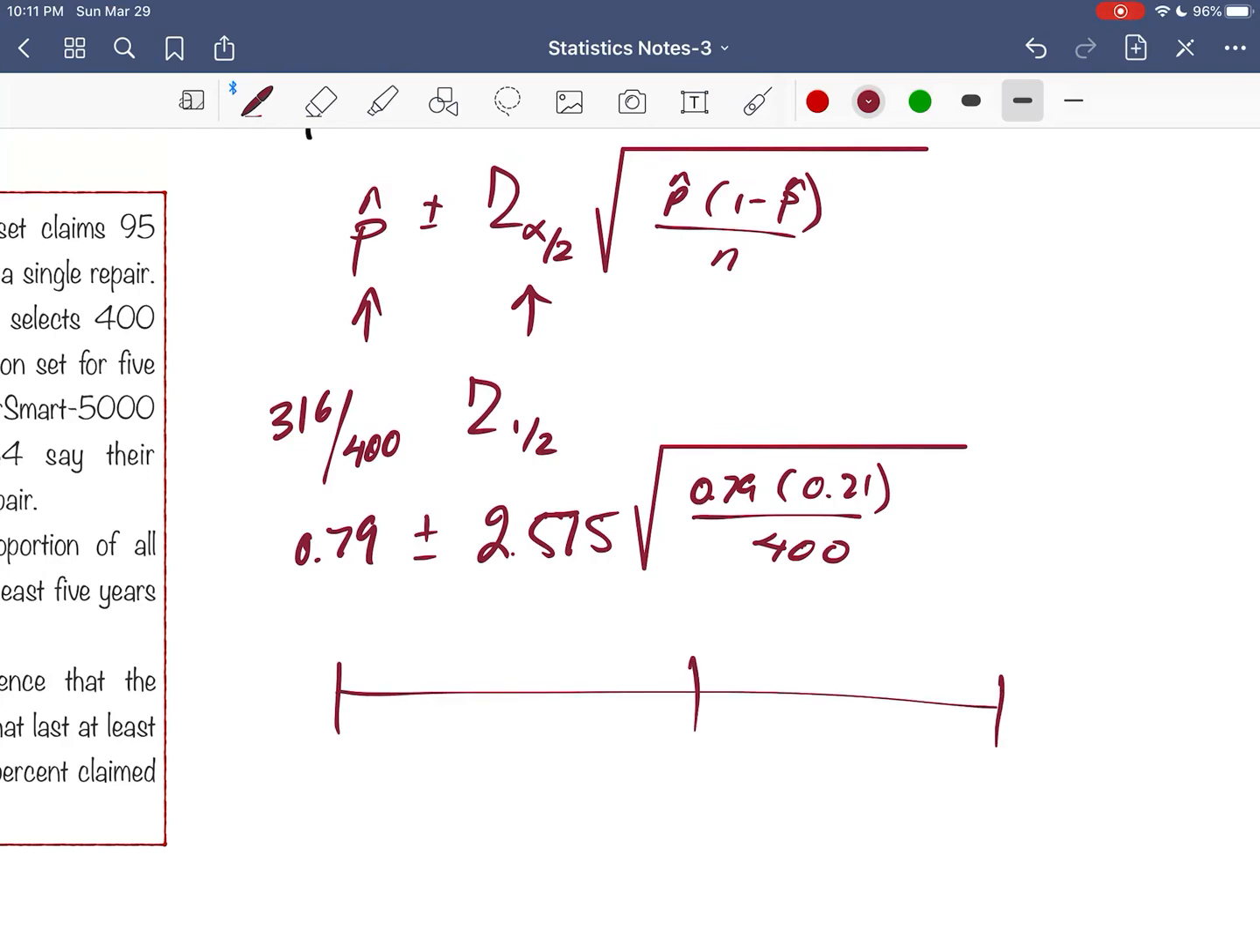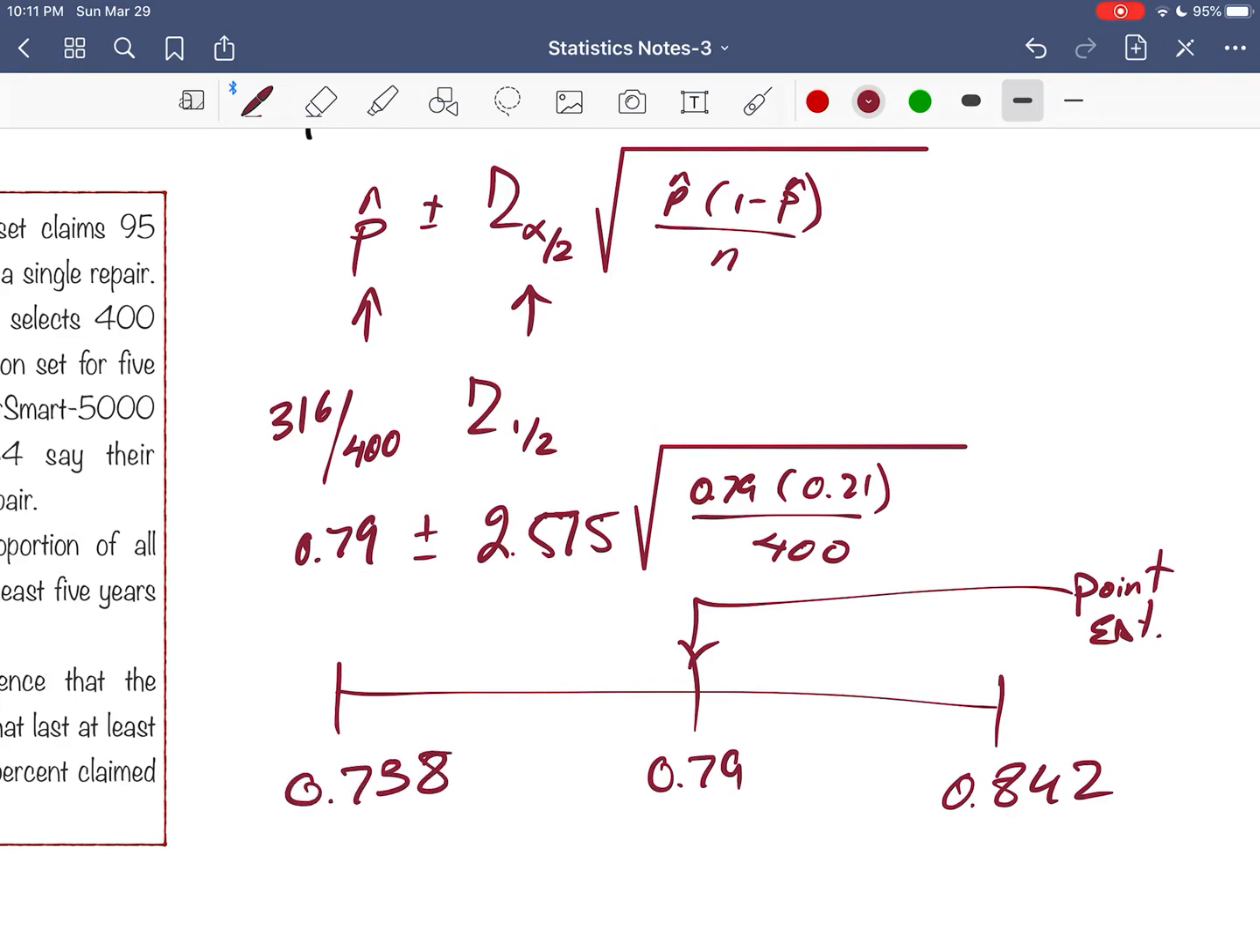Here is the sample proportion, which we use as a point estimate, just as a reminder. So this is the closest thing you have to a population parameter value. And so the upper limit is going to turn out to be something like 0.842, whereas the lower limit is going to be 0.738. So you are 99% sure that the population proportion pi is somewhere here, and there is a 0.5% chance that it is anywhere on the outside.